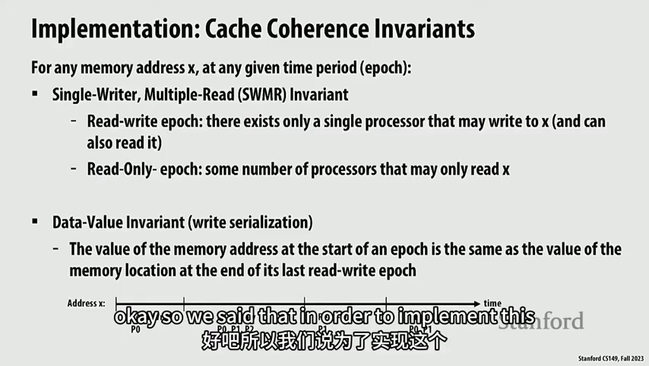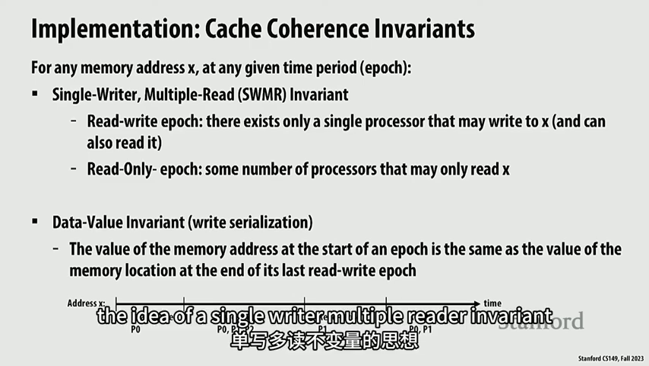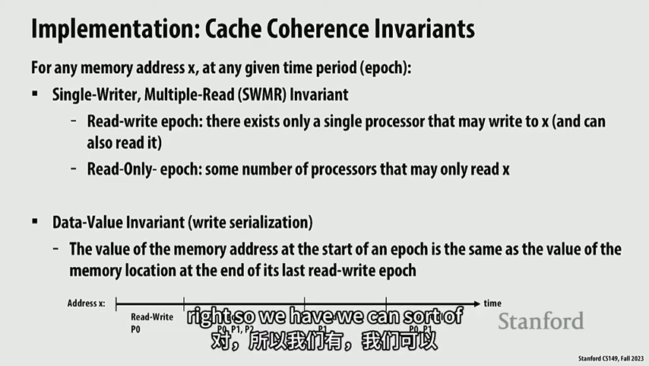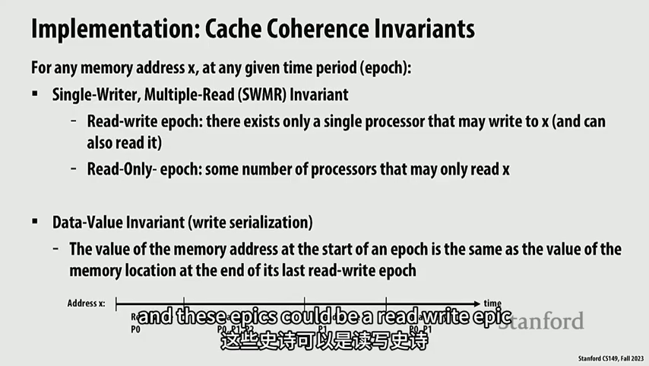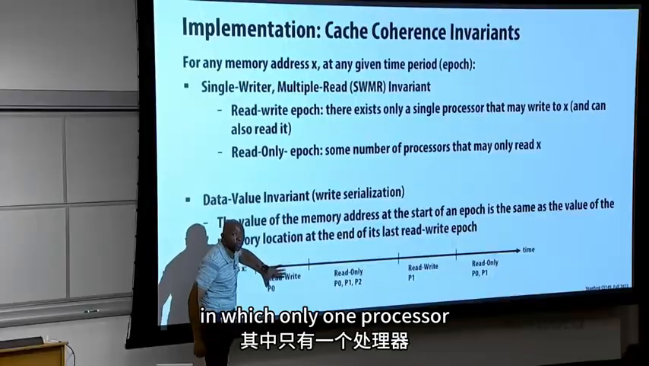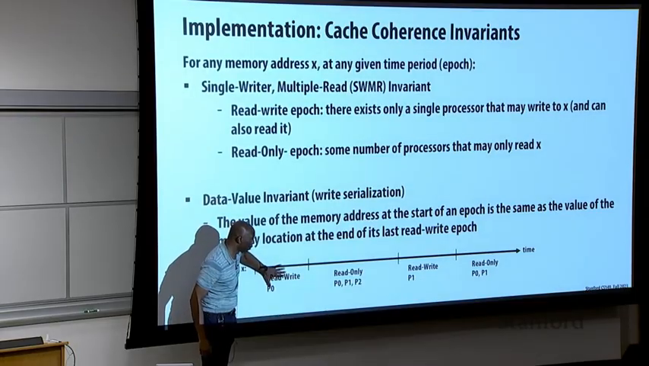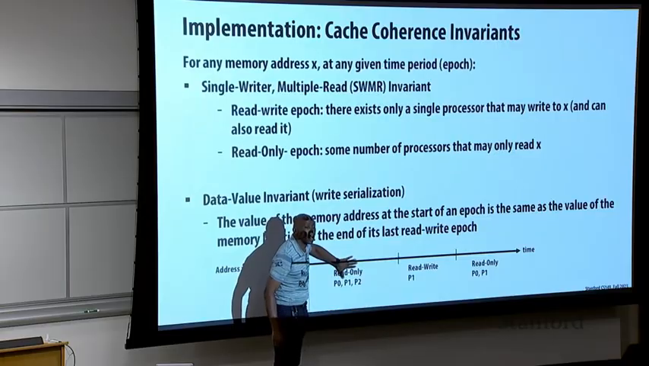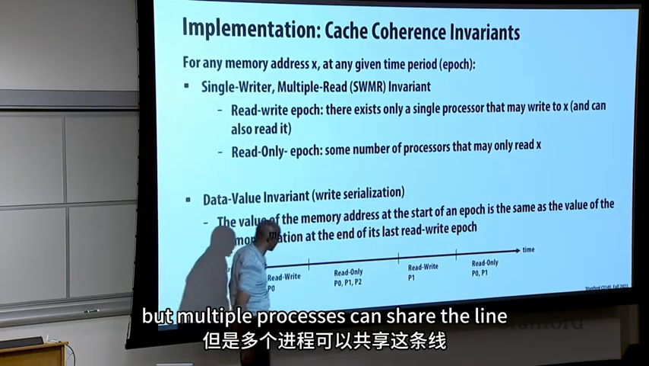Okay, so we said that in order to implement this, there were two invariants that we needed to maintain. First, the idea of a single writer, multiple reader invariant, right? So we can sort of abstractly divide the access to any particular location into these epochs. And these epochs could be a read-write epoch in which only one processor has sole access to the cache line, or a read-only epoch in which multiple processors can read. So it's read-only, but multiple processors can share the line.